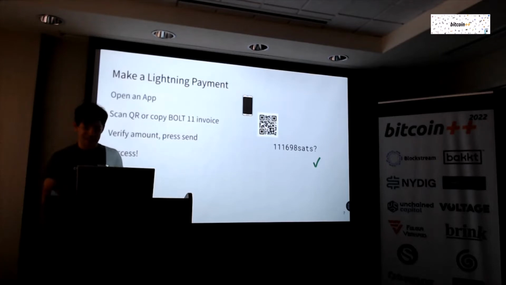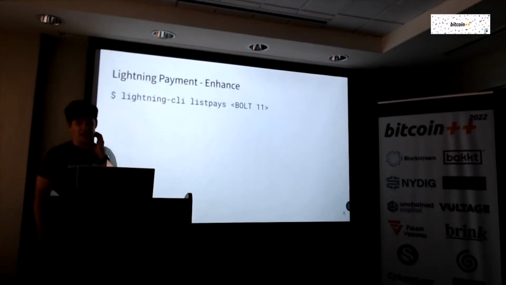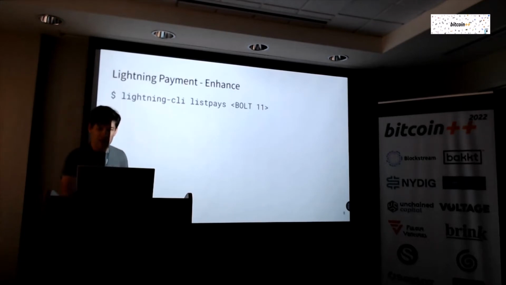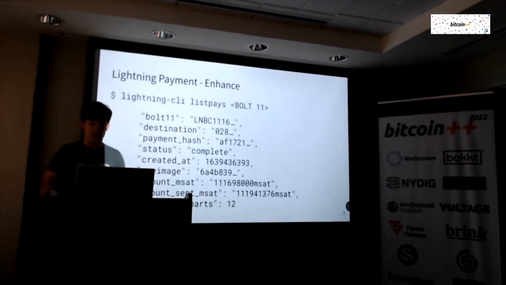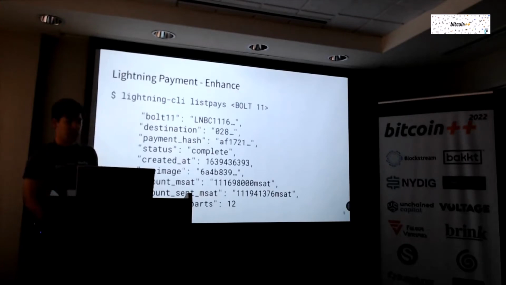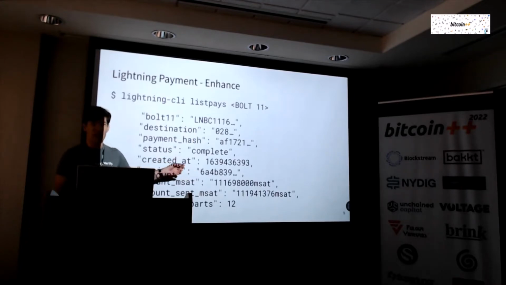But being as how we're enthusiasts here, I think we should go a level deeper and see what was going on behind the scenes. So in core Lightning, at least, there's a lot of CLI commands we can use to get some more information. So in this case, we can see that it indeed went through. It was complete. We got our pre-image. That's like our receipt of payment in the Lightning Network.